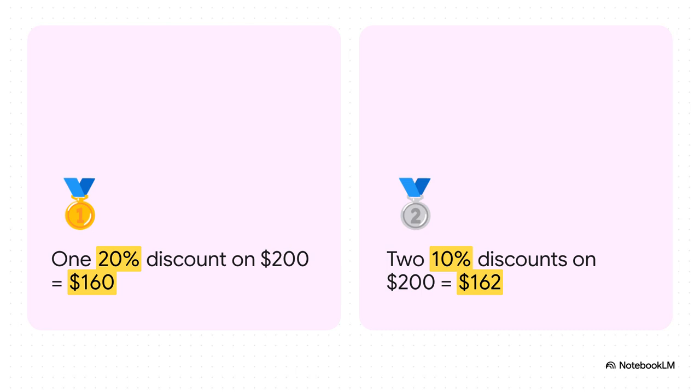A single flat 20% discount on our $200 sneakers saves you $40 straight up. The price drops to $160. But look what happens with successive discounts. The first 10% takes $20 off, leaving you at $180. But that second 10% is then applied to that lower $180 price, meaning it only saves you $18. That brings your final price to $162. Successive discounts apply to smaller and smaller base amounts. So actually, scratch that whole extra percent hype. A single large percentage discount is always, always better for you.